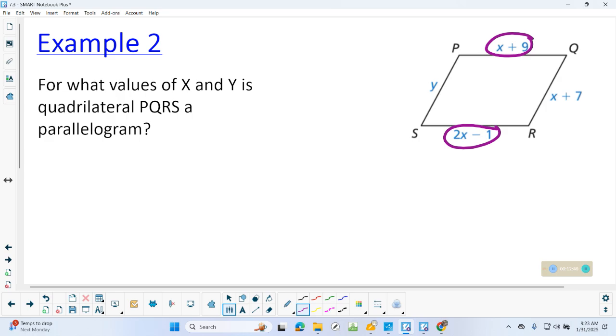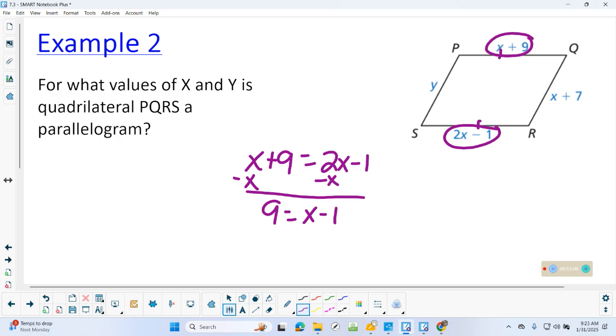For it to be a parallelogram, yes, these sides need to be parallel, but they also need to be what? Congruent. So I'm just going to do x plus 9 equals 2x minus 1. All right, let's solve that. I'm going to get x on the same side. You guys can probably just do this a lot in your head. What's your final answer for x? 10. Well, that was easy. I like that.